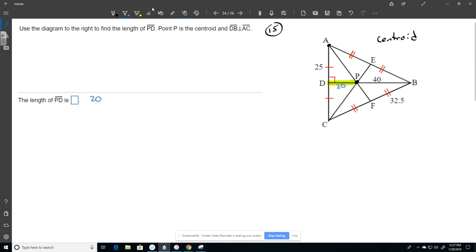That's it. If it had given me, let's say it gave me PF and it told me PF is 5, well, because this is the centroid, I would know this is 5, so this is 10. Or if it told me that CP is 30, I know that the rest of that line is half as long, so that would only be 15.